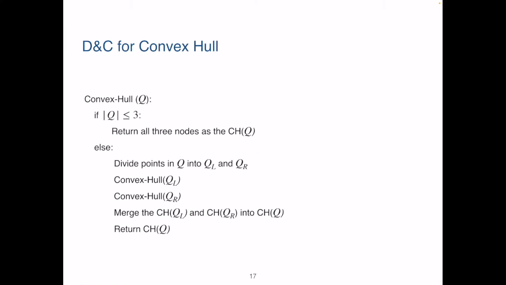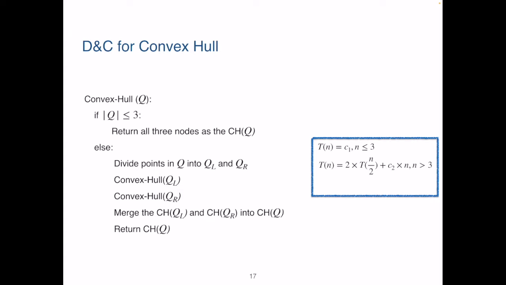Back to the pseudocode of this complete recursive divide and conquer algorithm. We can write its recurrence relation like this. And we have seen this one many times now. We know its complexity is big O of n log n.